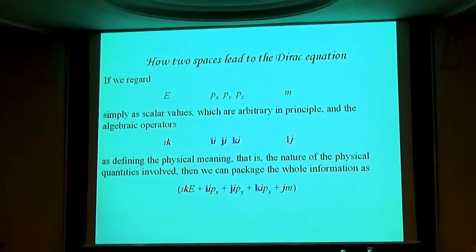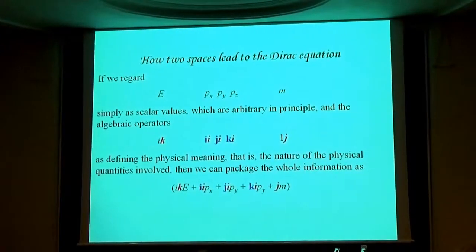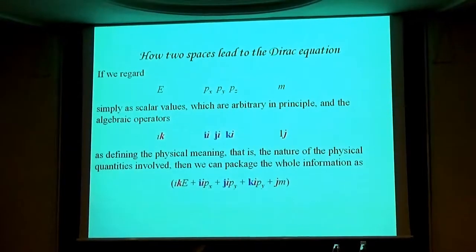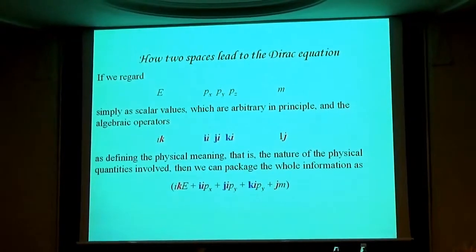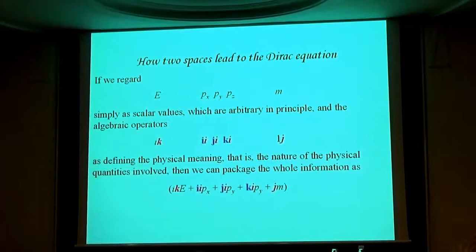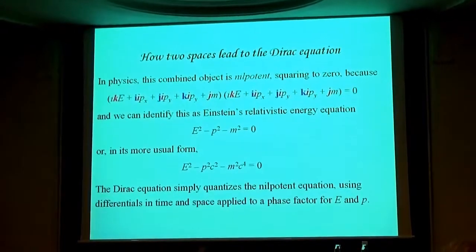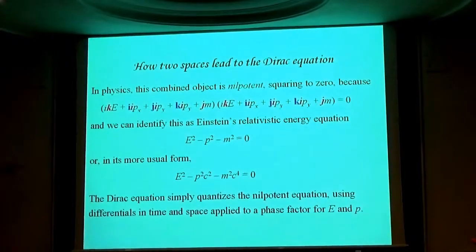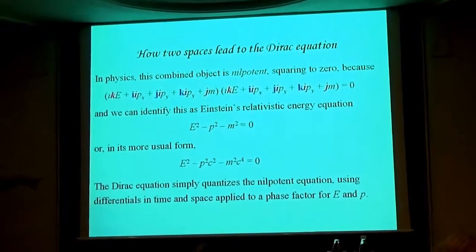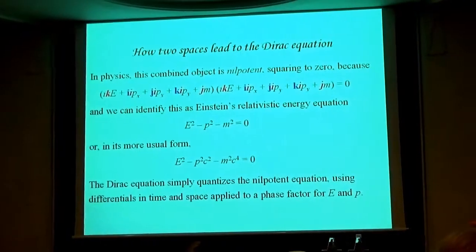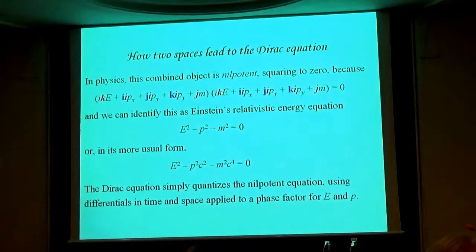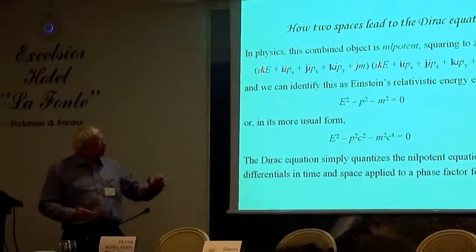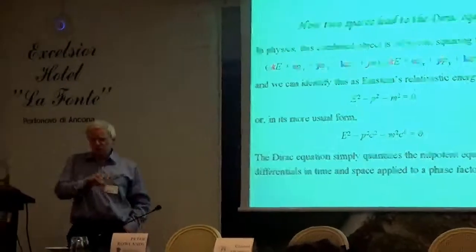Let me put them above the algebraic operators, which specify what they are, and let me combine them, and then we get an object that looks like the bottom line there. We're packaging the whole information that those four quantities have, packaging one package. And what happens with that? Well, we multiply it by itself, so it becomes squared, and it becomes E squared minus p squared minus m squared, or if you want to put velocity of light in, it looks like the third equation down. So in effect, we're saying that the whole package of nature is just the square root of this equation, and that squares to 0.